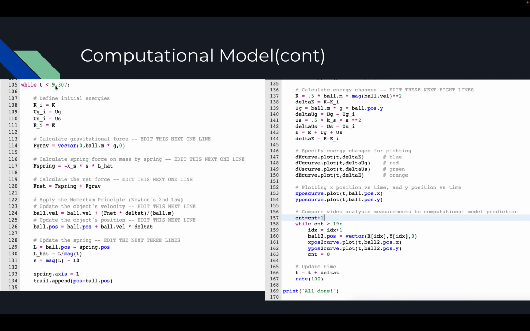This is just the continued while loop under this. Now we're defining initial energies. This is for the change in energies over time. And this is the same way; the formula is 1/2 m v squared, etc.